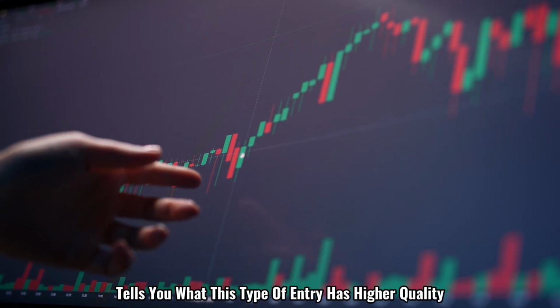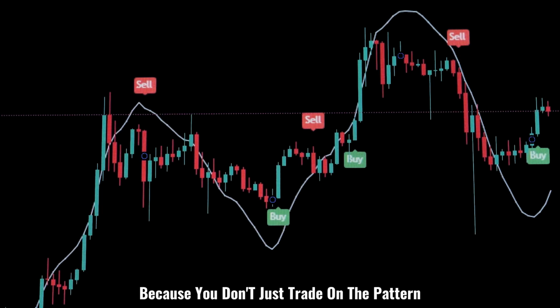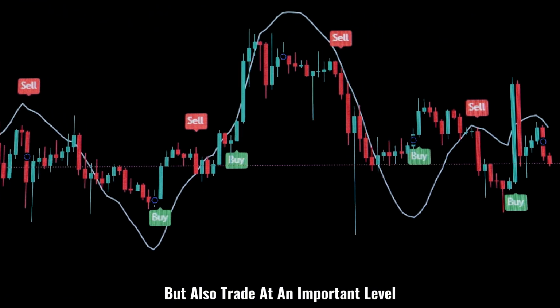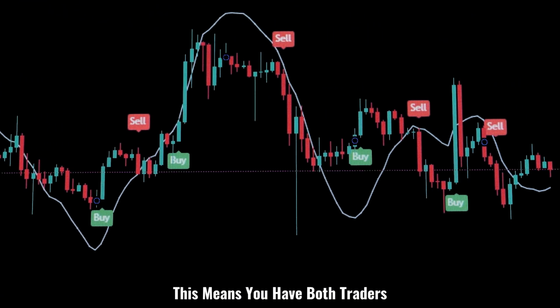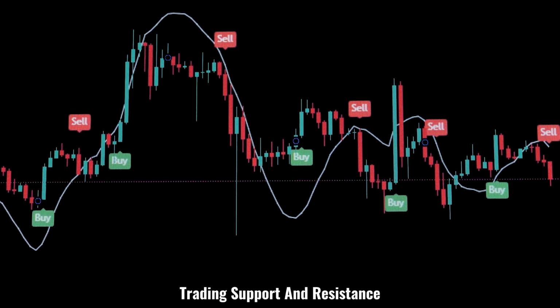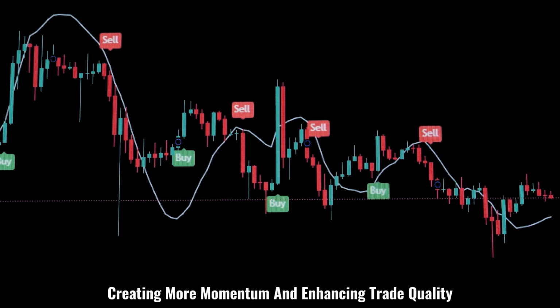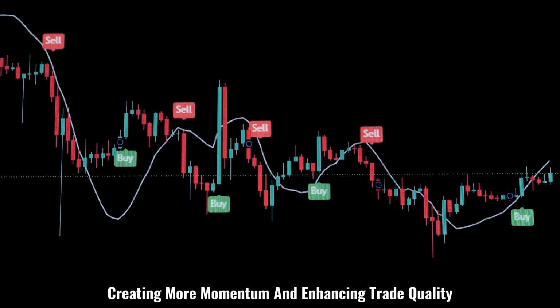This type of entry has higher quality, because you don't just trade on the pattern, but also trade at an important level. This means you have both traders trading support and resistance, along with traders who trade by patterns, thereby creating more momentum and enhancing trade quality.